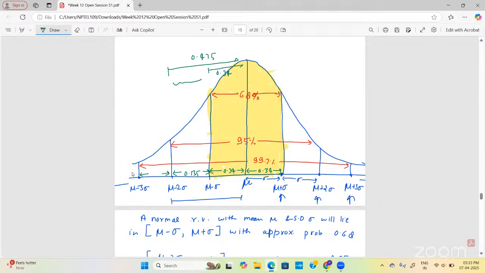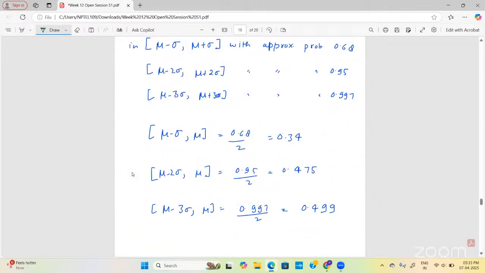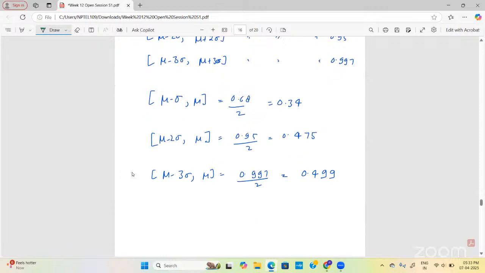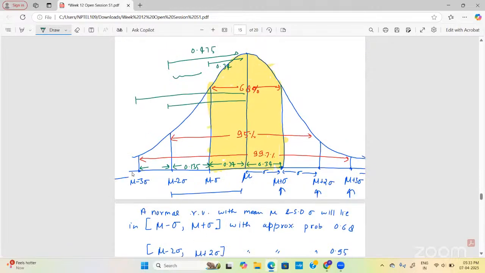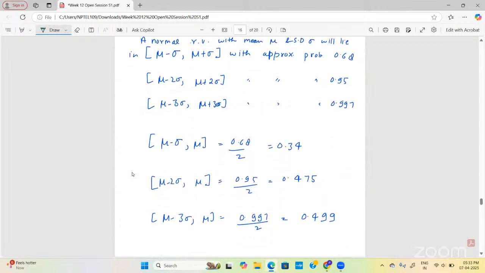Okay. Then how can we find that? We can take this entire region and subtract this region, right? So this entire is what? Half of 99.7%. Okay, so mu minus 3 sigma to mu is 0.499. So this entire is 0.499. Now you can add these two, 0.135 and 0.34, or you can directly subtract this value, 0.475.